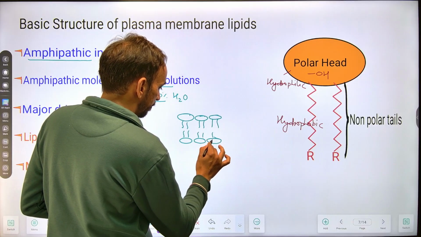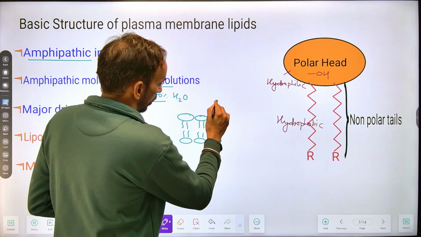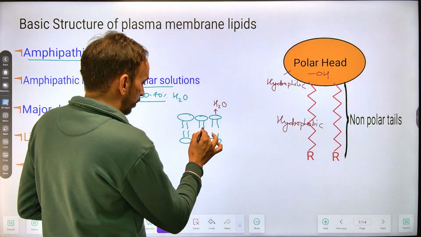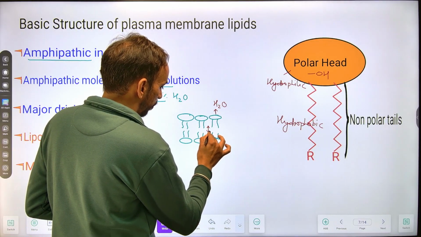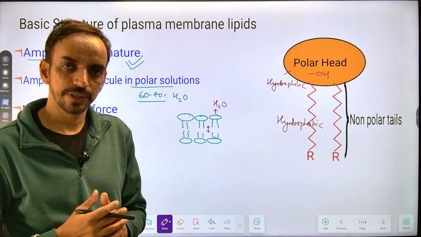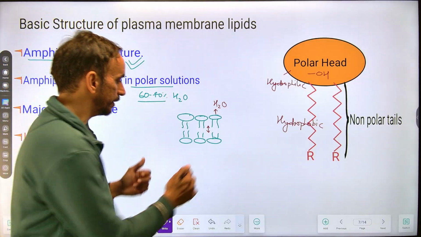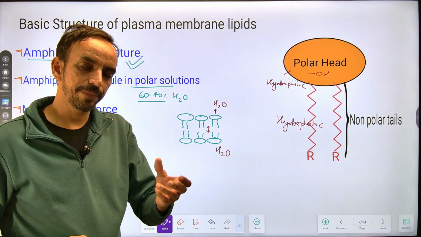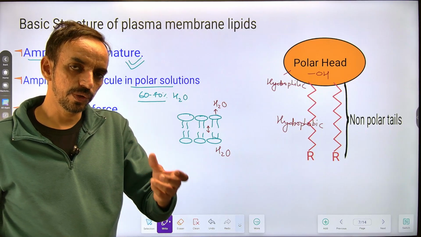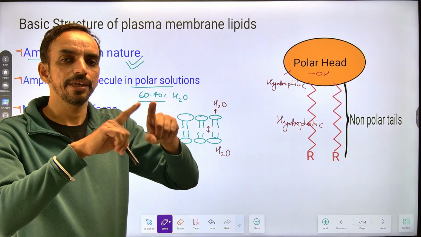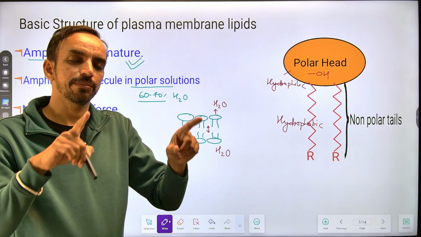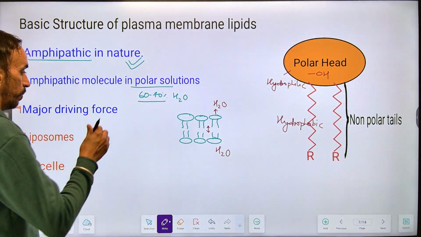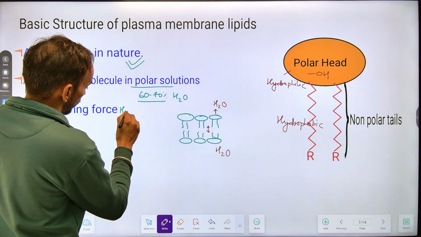क्यों मिलती है? रीजन सिंपल है. जो वाटर लविंग एंड है वो वाटर की तरफ हो जाएगा और जो वाटर हेटिंग एंड है या हाइड्रोफोबिक एंड है वो अंदर की तरफ चला जाएगा. सो देयर इज ए एक्वस एनवायरनमेंट जिसके वजह से द एम्फीपैथिक मॉलिक्यूल इन द एक्वस और द पोलर सॉल्यूशन दे विल सेल्फ असेंबल इन ए बाइलेयर स्ट्रक्चर. इसलिए अपने को जो प्लाज्मा मेम्ब्रेन है वो बाइलेयर में देखने को मिलती है. द मेजर ड्राइविंग फोर्स ओवर हियर इज द हाइड्रोफोबिक इंटरेक्शन.